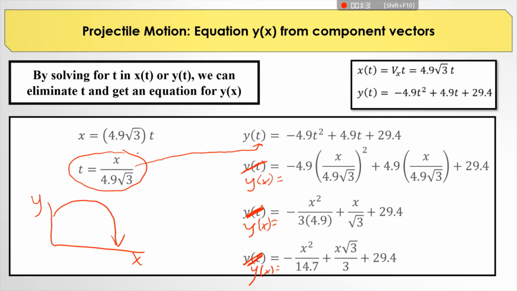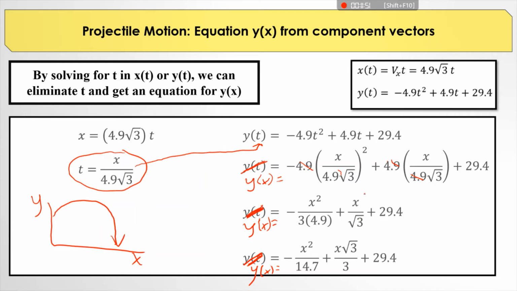Okay, so going through this, we're going to take this time and plug it in. If I square this, this will be x squared on top, 4.9 squared on bottom. One of these 4.9s will cancel with one of the other ones, leaving only one 4.9 on bottom. Root 3 squared will give me 3. Okay, this 4.9 and this 4.9 will cancel, leaving me with x root 3 here.